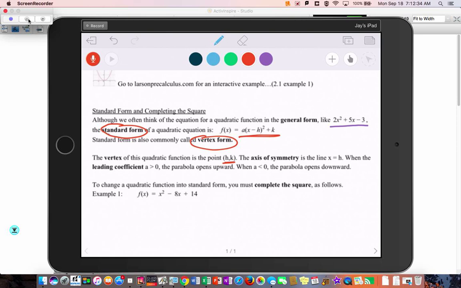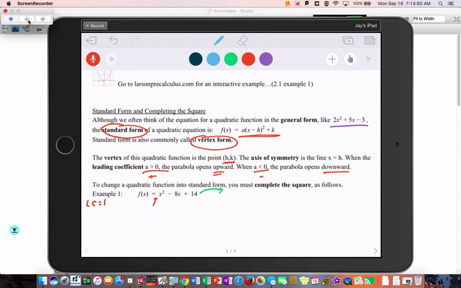If the a value in front is greater than 0, which means positive, it opens up. If a is less than 0, which means negative, it opens down. So we're going to do an example of completing the square. All right, so the first thing I like to do is make sure that my leading coefficient, what's in front of x squared, equals 1. It is. At the same time, we're going to move this 14 further down in the problem.